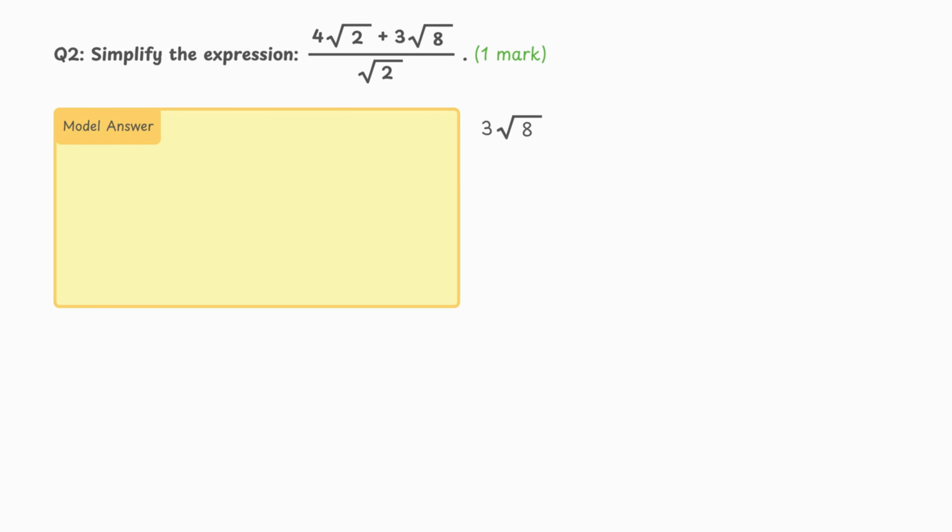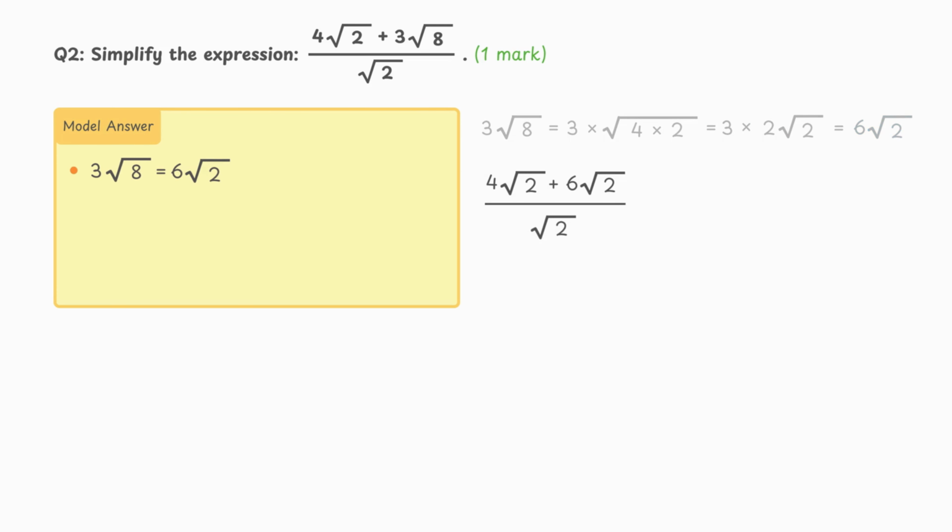First, let's simplify 3 times the square root of 8. We know that 8 can be broken down into 4 times 2. So we have 3 times the square root of 8 is equal to 3 times the square root of 4 times 2. Since the square root of 4 is 2, we get 3 times 2 times the square root of 2, which is 6 times the square root of 2.